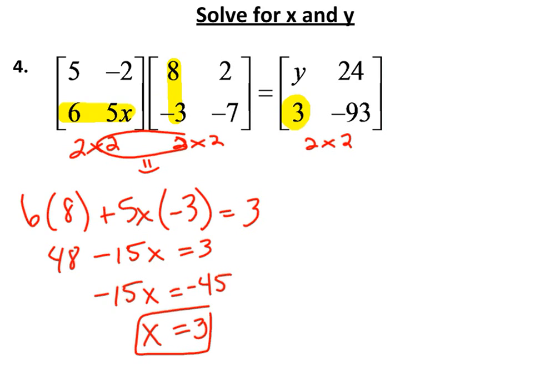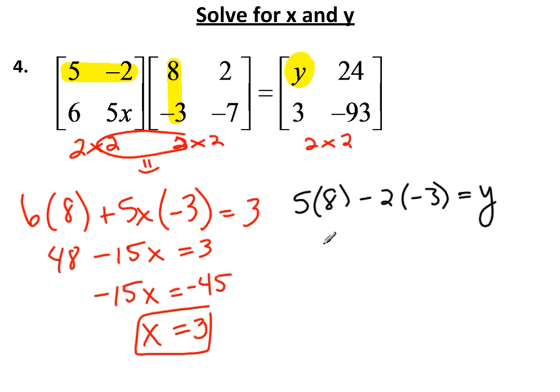Okay, so let's move this. Here's y. Y happens to be a solution, so I know how I get this. This is row 1 and column 1. So if I move this up, row 1, column 1 should give me my solution. So I'm going to take 5 times 8 minus 2, or negative 2, times a negative 3 should give me my solution of y. This is 40 plus 6 equals y. Therefore, 46 is equal to y.